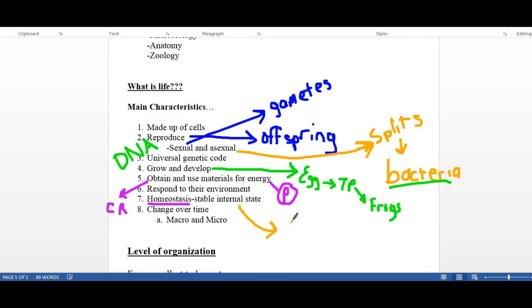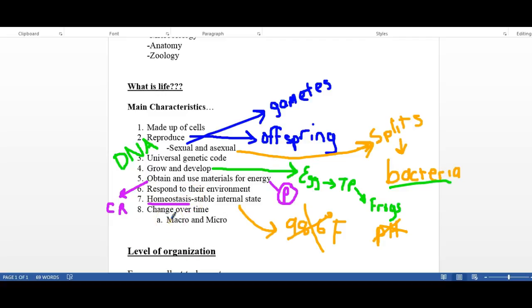Like if you ever checked a person's temperature, most people are around 98.6 degrees Fahrenheit, okay? And there's also pH levels. They all tend to stay the same for living things. And if something happens to this one, or something happens to this one, it can be very harmful to the organism. So our body tries to keep temperature the same, pH the same, as well as other things. That's called homeostasis.